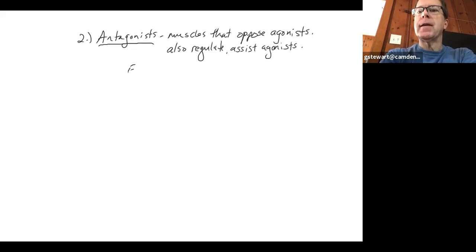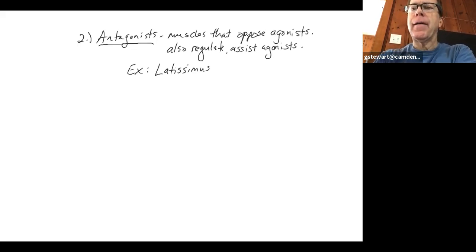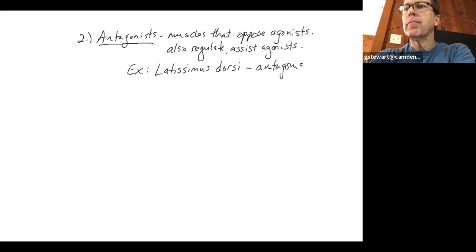And examples of these would be the opposing muscles to the number 1 group. So I'm going to try to use the same muscles that I gave you examples for in number 1. So we used pectoralis major for an agonist or prime mover. So the latissimus dorsi, which is a huge sheet of muscle on the mid to lower back, is an antagonist to the pectoralis major.